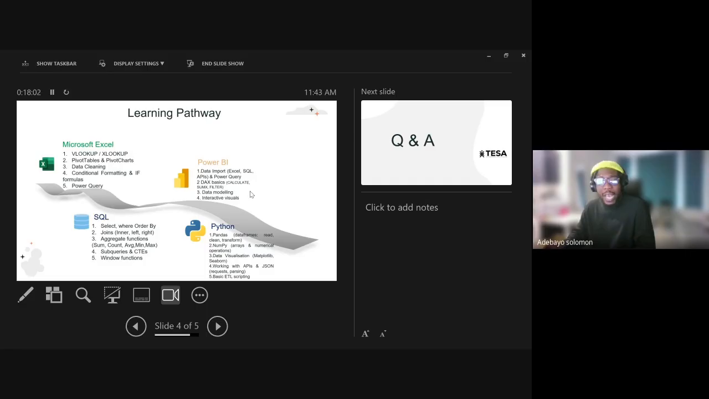Also, you have Python as well. Python is very essential when it comes to data engineering or data in general. We talk about pandas for data transformation and data cleaning, NumPy for a lot of numerical calculation, and for data visualization we talk of Matplotlib and Seaborn. Those are the two major ones. And also working with APIs, JSON, parsing and requesting. These are very essential parts of data, and also basic ETL scripting.